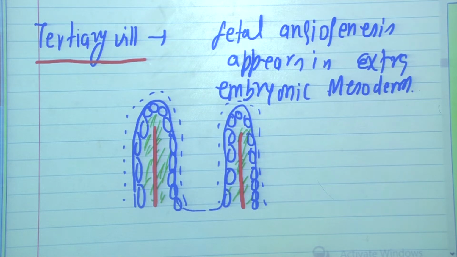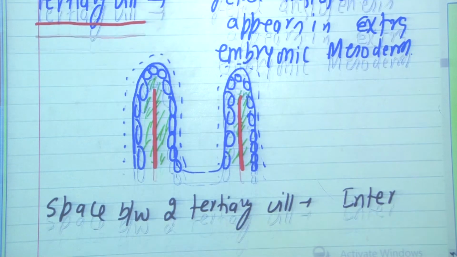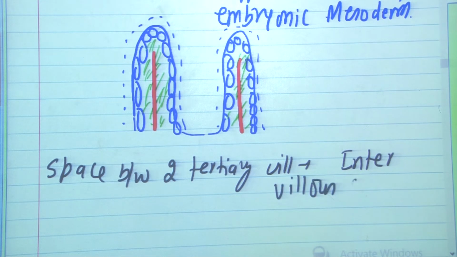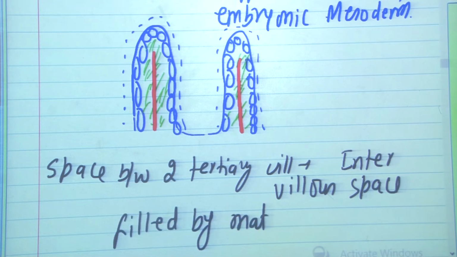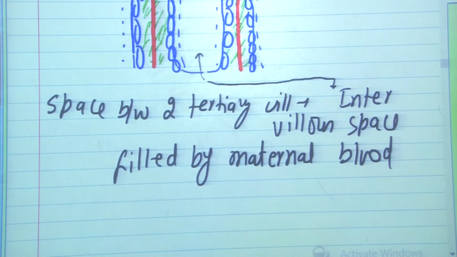Now, the space between two tertiary villi is known as intervillous space, which is filled by maternal blood. So, I am talking about this space. See, this is the intervillous space, which is filled by the maternal blood. So, this is all about the development of the chorionic villi.